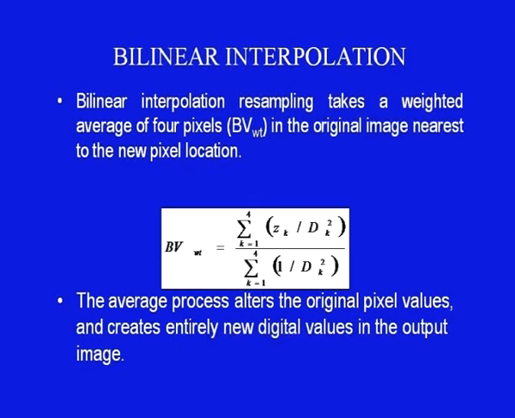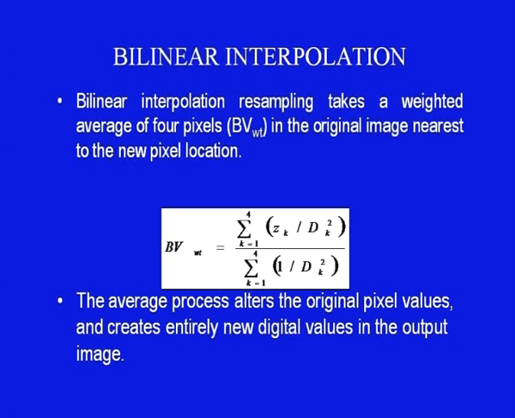Then we come to the bilinear interpolation. Bilinear interpolation resampling takes a weighted average of the 4 pixels in the original image nearest to the pixel location. That is, as seen in the previous slide, wherein a graphical depiction of the location of the rectified pixel and the 4 nearest pixels lying in the close vicinity has been shown. In bilinear interpolation, the values of all the 4 points are taken, and the inverse distance weight is applied to the brightness values of the 4 pixels which surround this particular pixel.